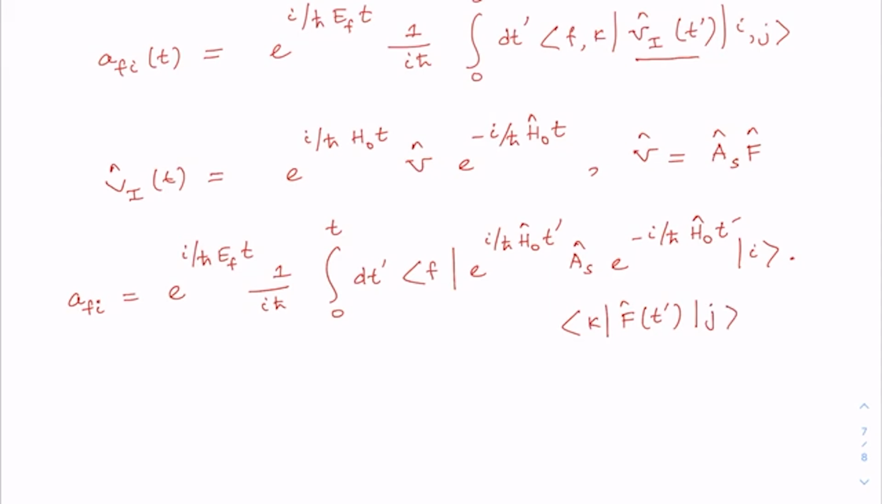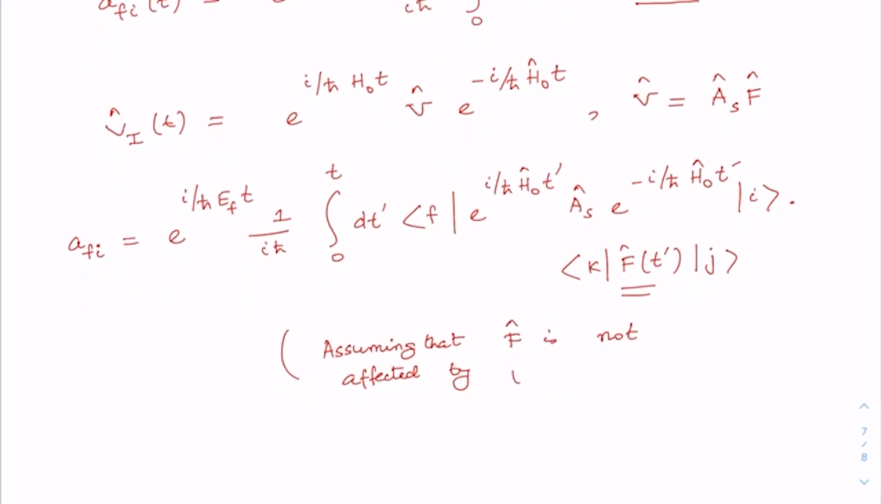Here we have assumed that this Bath operator is not affected by the evolution operator U0. So let me write here, we are assuming, because of the Born approximation, that F, the Bath operator, is not affected by the evolution operator of the system, which is U0(t) equal to e to the power minus i by h cross H0 t. That's why I can write it separately like this.